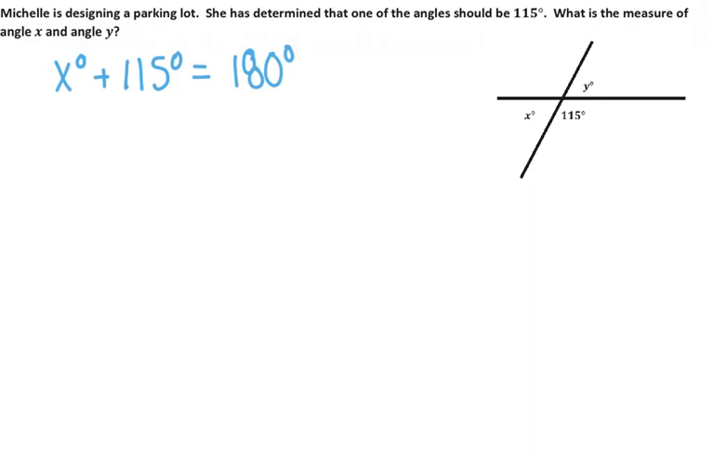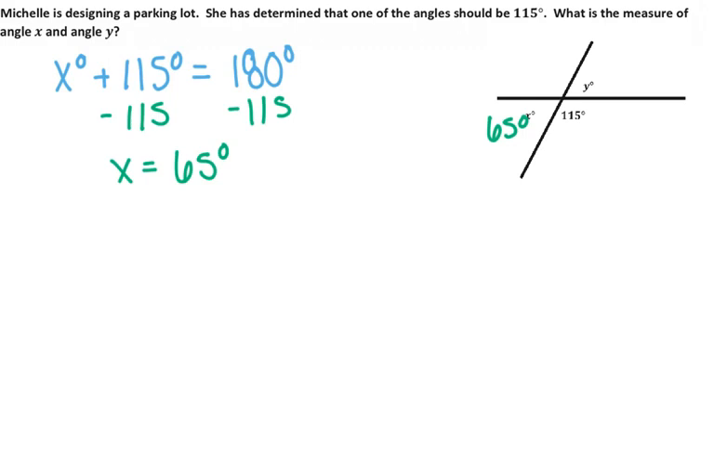And now we can solve. So we're going to subtract 115 from both sides. So we have x is equal to 65 degrees. So this is 65 degrees. And if you look, we can see that x and y also make up a straight line. Or you could also say that it is 115 plus y.